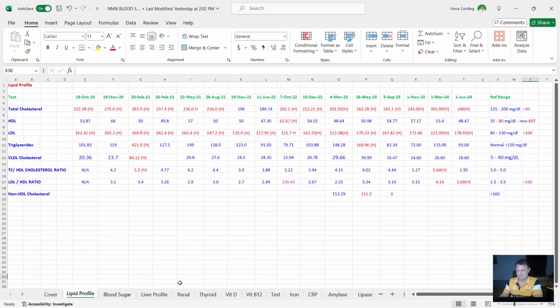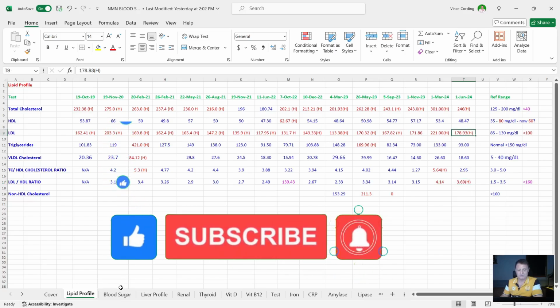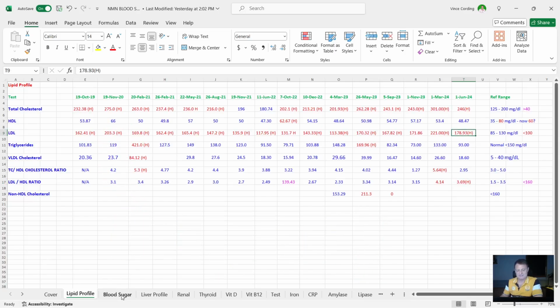The only other one that's in the red, you can see here that my LDL-HDL ratio is high. It can go as high as 3.5, mine is 3.69, so not that much higher. But the reason that's high is because my LDL is high. And as I said, I'm not too bothered about that. So that's it for lipid. Let's have a look at blood sugar.